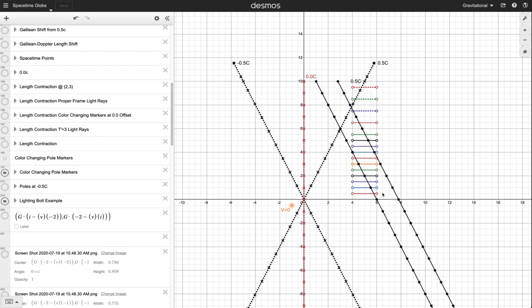at the same x and y location from this frame of reference, the red frame of reference, or the pole's frame of reference. And additionally, the pole is changing color every half second. The length of the pole is 2 light seconds long. So that'll be about here to the moon.